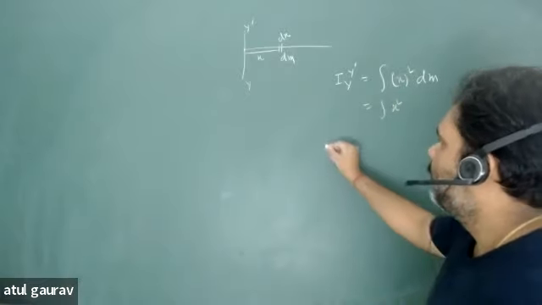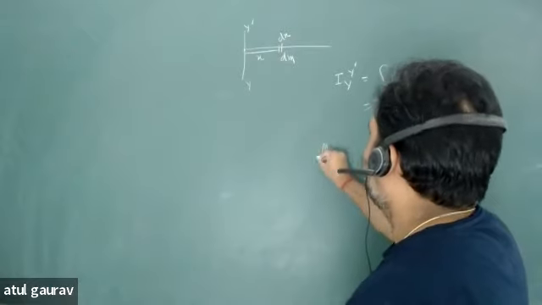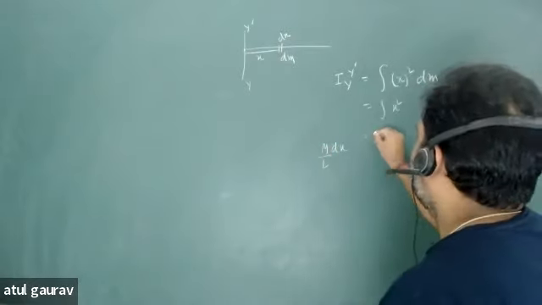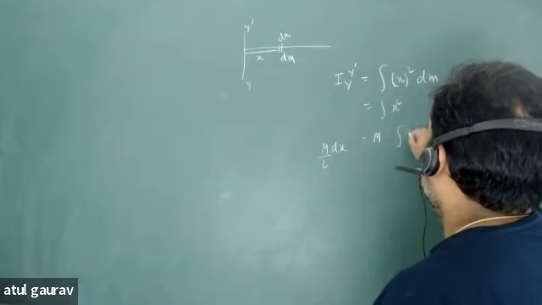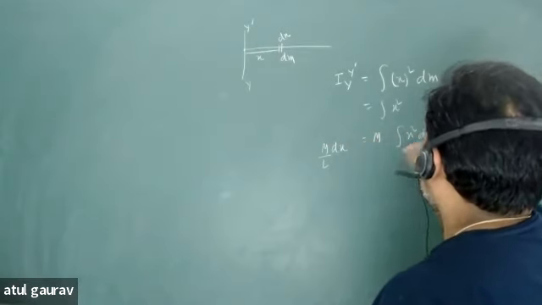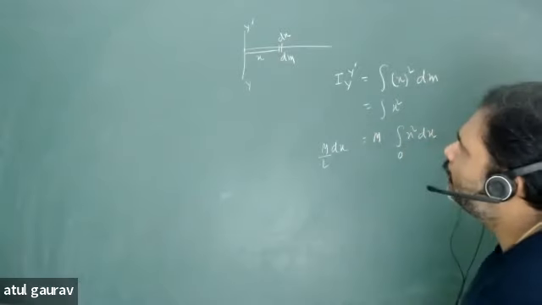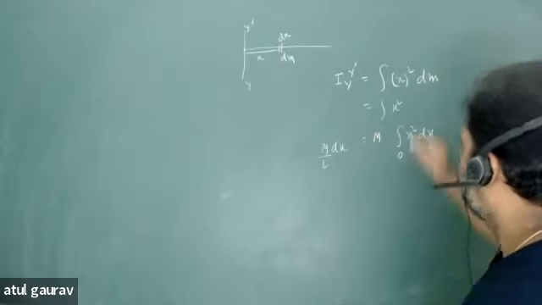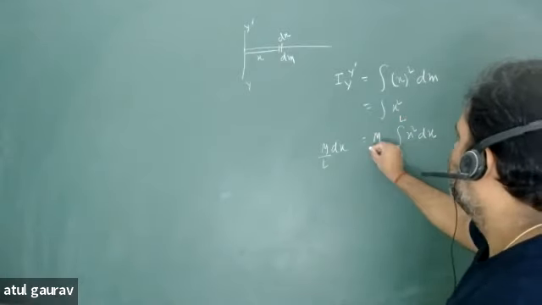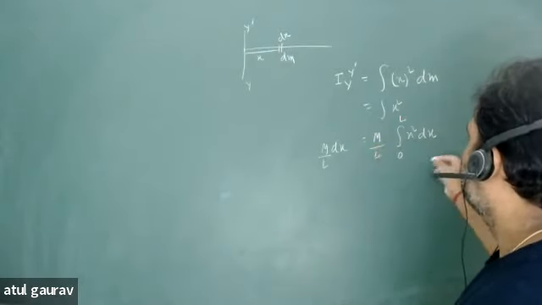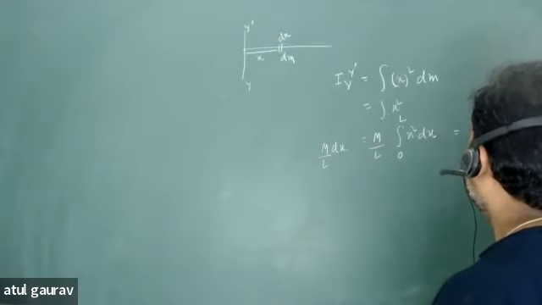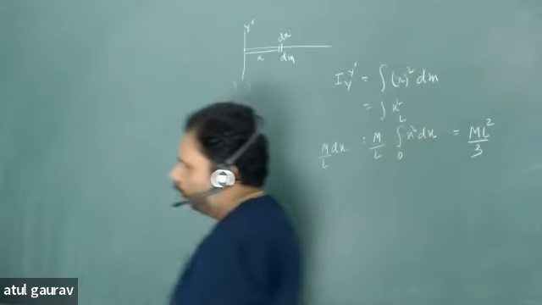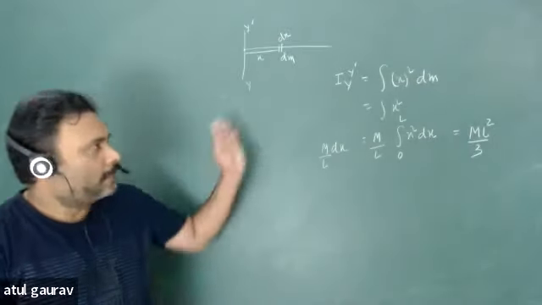M upon L into dx. So you can take m, and here you have x square dx, and you will integrate from 0 to L, and m by L is there. So what will be this value? ml square by 3. Straightforward, we can use this for a direct first principle.